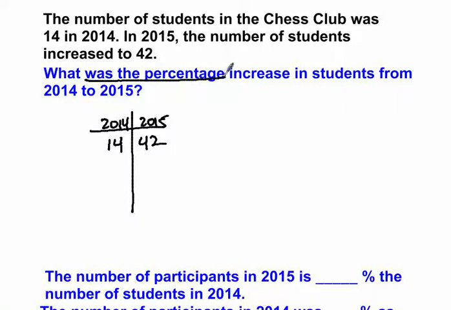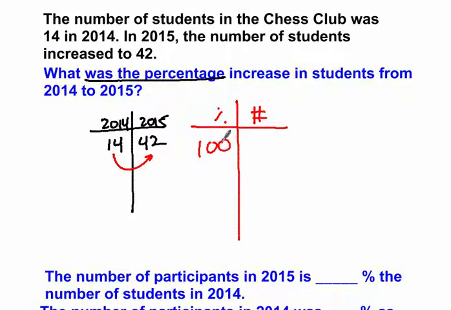What was this percentage increase? Well, to think about percentage increase, we need to think about, to go from 14 to 42, what percent did he need to increase by? I know that to have a 100% increase, we would have to increase by 14, or double the number of students. I'm going to look at the number we increased by. We went from 14 to 42. That is an increase of 28 students.